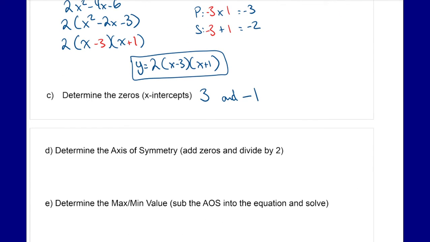From there, we can then find the axis of symmetry. In this case, we add our two zeros, so 3 plus -1, and divide by 2. So we get 2 divided by 2, which gives us 1. So our axis of symmetry is 1.